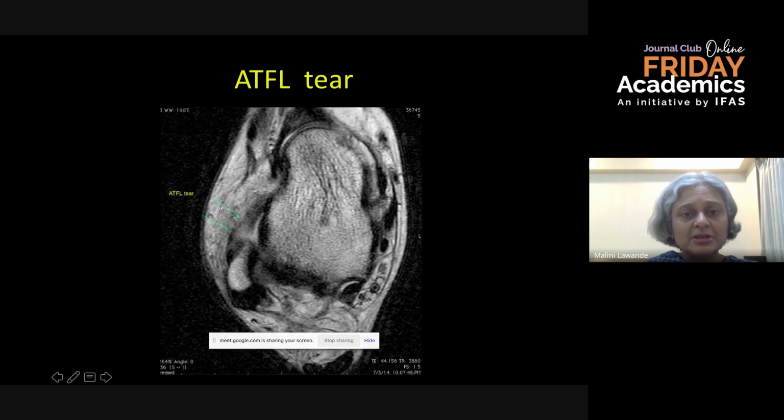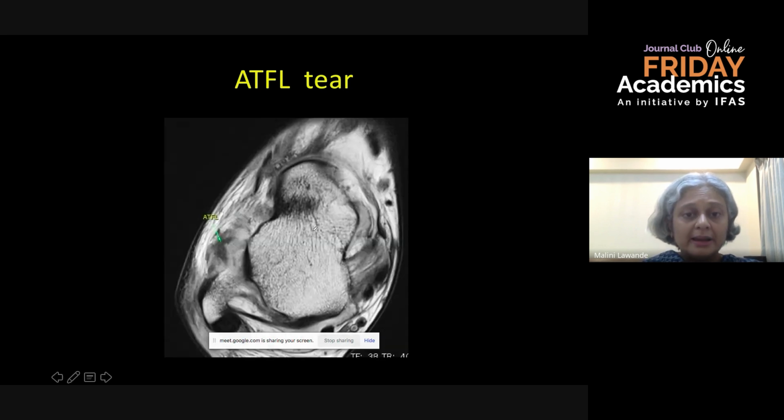Let's look at some pathologies. Here clearly you can see there is a near full thickness tear at the fibular attachment of the anterior talofibular ligament. Another example, and now we can see there's an almost full thickness tear of the ATFL from its talar attachment.